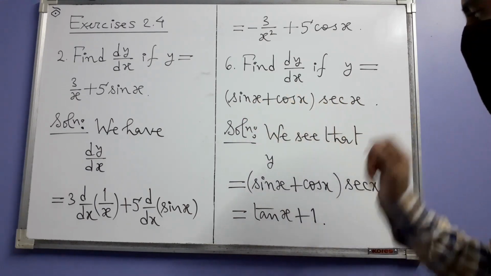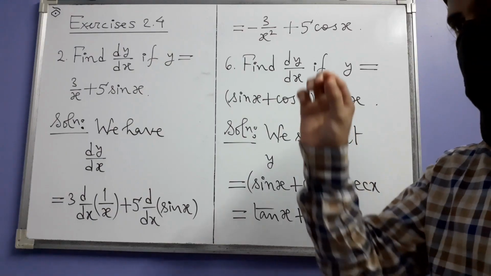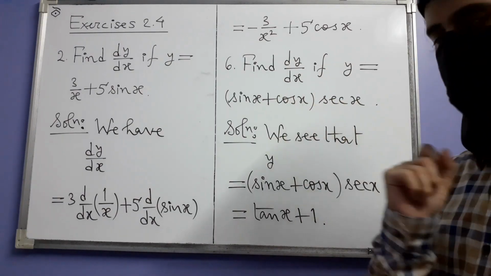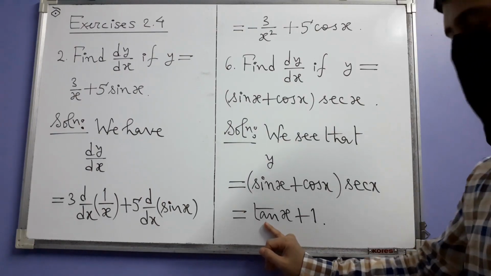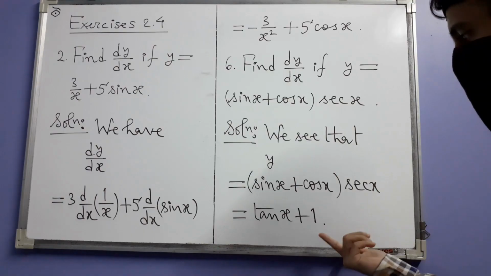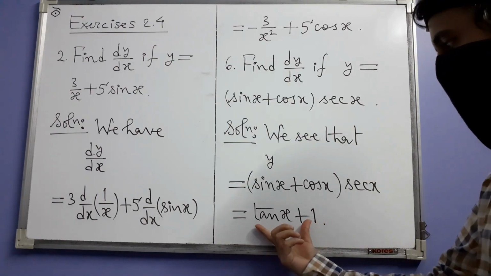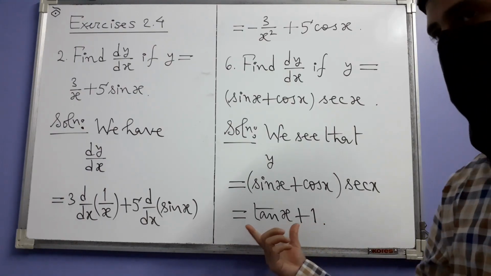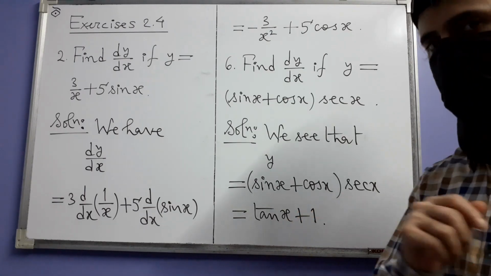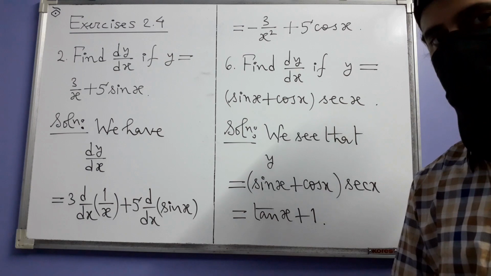Sin x times secant x. Now secant x is 1 divided by cos x. So that means you are getting sin x divided by cos x. So that becomes tan x. And cos x times secant x is 1. So now you see that it's much easier to differentiate this, and in fact 1 is going to contribute 0 when you do the differentiation.